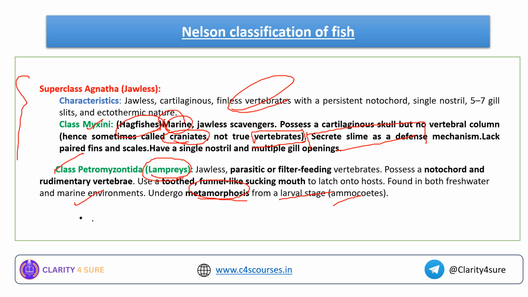So under the superclass Agnatha, we have seen the jawless, cartilaginous, finless vertebrates. Okay, these are mostly primitive in nature, and we have seen an example related to class Myxini, the hagfish and its characteristic features, and in class Petromyzontida we have seen lampreys and their characteristics and feeding habits. So this is about the superclass Agnatha, that is jawless.